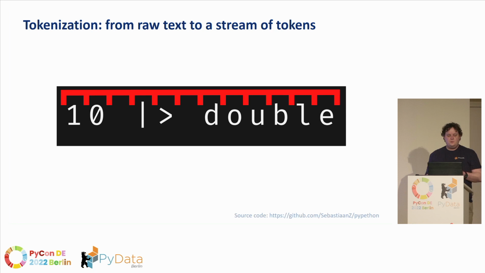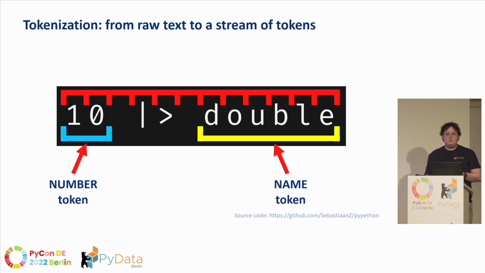So the tokenizer will recognize the first part as a number token and the last part as a name token, but the new operator, it doesn't exist yet. So it doesn't quite know what to do with that. And in fact, there are two separate tokens there, a vertical bar and a greater than. But we need to turn that into a single token. Well, is that difficult? Well, not really.